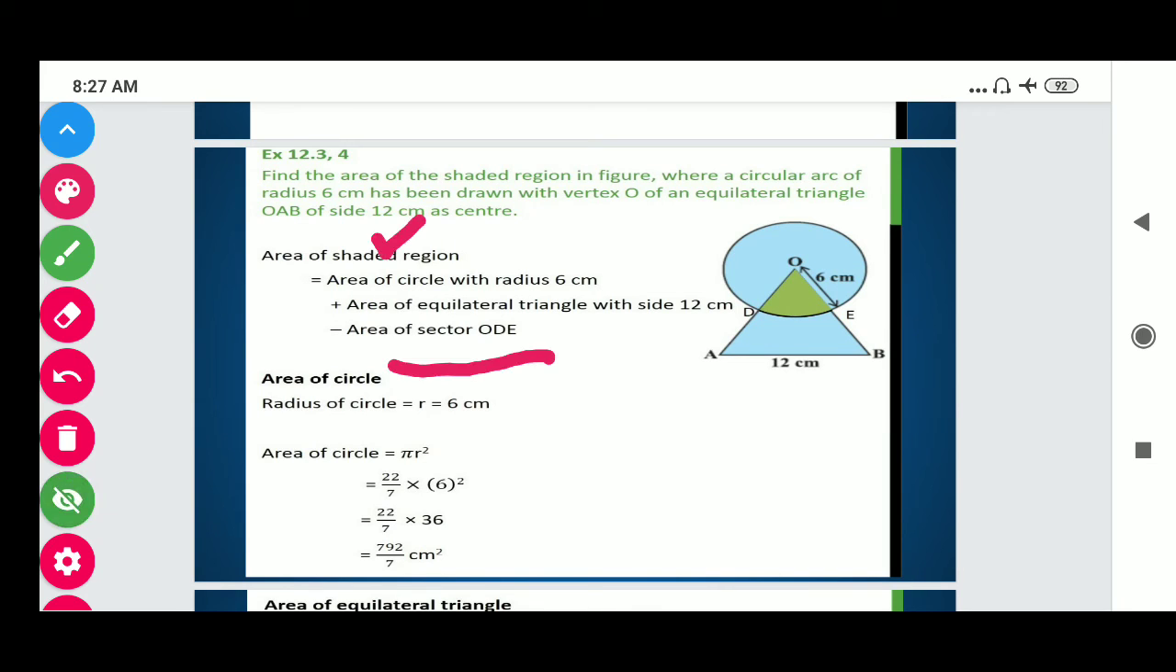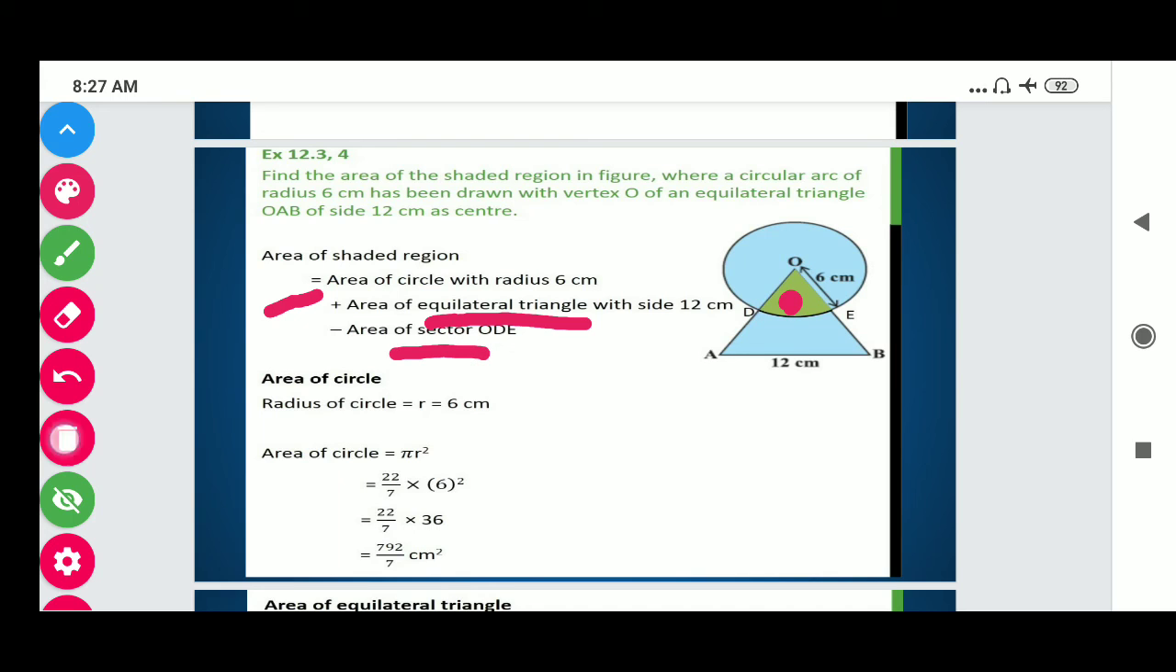You have here a circle and a triangle. Find the area of the shaded region in the figure where a circular arc of radius 6 cm has been drawn with vertex O of an equilateral triangle OAB of side 12 cm as the center. So students, here we have the equilateral triangle. You need to just calculate this green shaded region. For that, area of circle plus area of equilateral triangle with side 12 centimeter minus area of sector ODE.